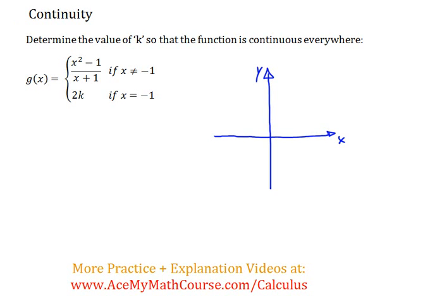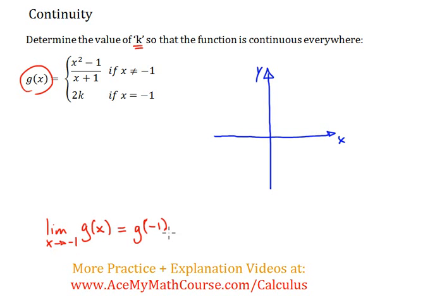Good day. Now let's work on a continuity question. We want to determine the value of k so that the function g of x is continuous everywhere. So the most important condition that we need to satisfy here is that the limit as x approaches -1 of g of x is equal to g of -1.